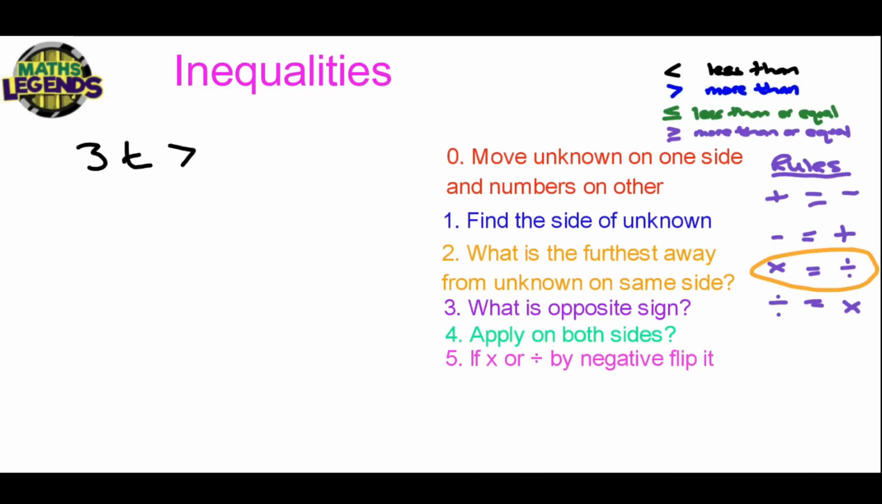3t greater than minus 21. So again, our unknown is on the left hand side. The 3 is multiplying the t. So we're going to use our rule here. So we need to divide both sides by 3.